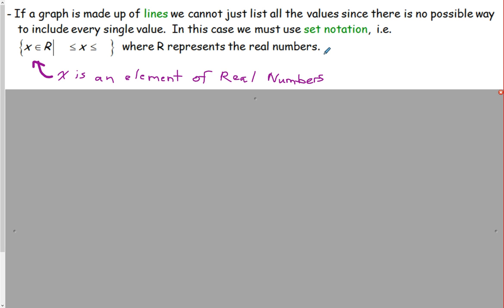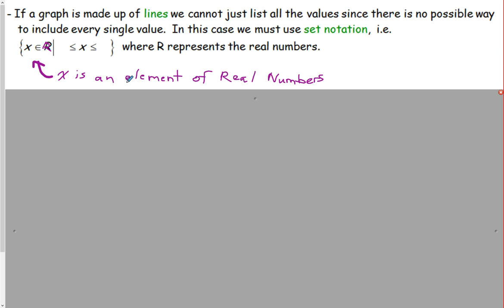The X stands for X, that little weird capital E looking thing that's curved stands for "is an element of," and then the R stands for real numbers. Now really that R should have the double line. That's how I'll write it when I write it up by hand, but there is a way to get that symbol on the computer, it's just a little tricky. So we say X is an element of real numbers.